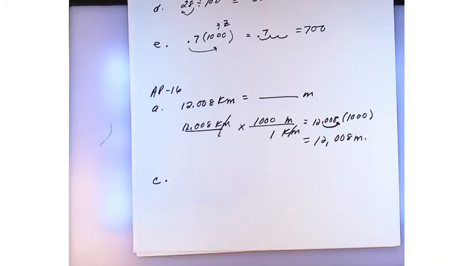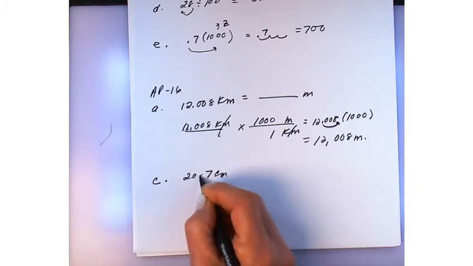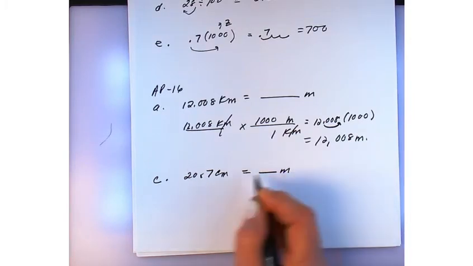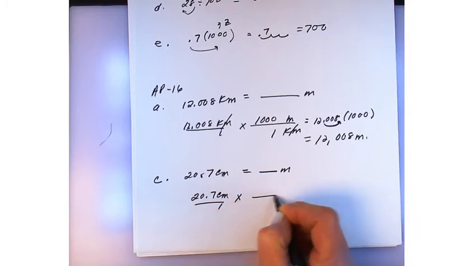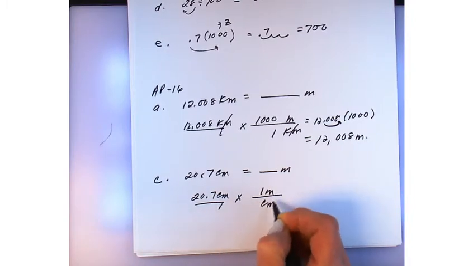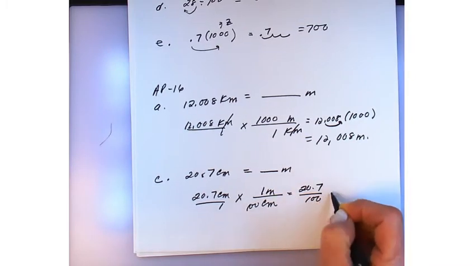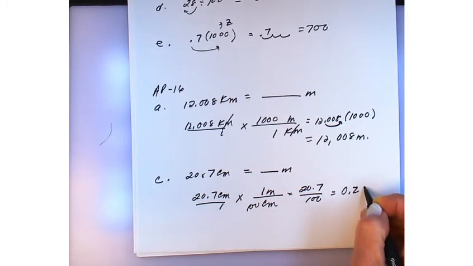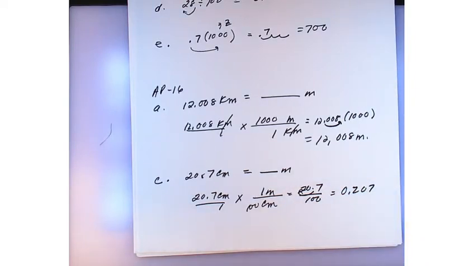Try, folks, to understand this, not just memorize everything. 20.7 centimeters equals how many meters? So 20.7 times 1 meter per 100 centimeters equals 0.207. I had to move this 2 places to my left.